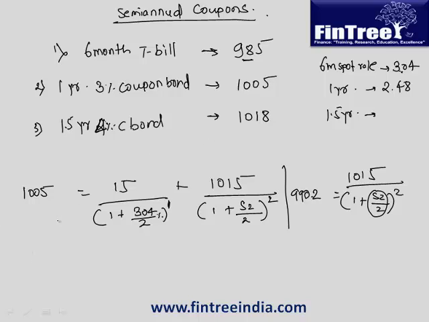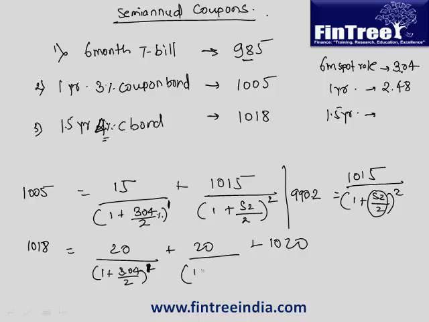Now this is all the more fun. 1018 is equal to 20 plus 20 plus 1020. Because it's a 4% coupon, so half every year. Discounted by 1 plus the 6 month rate, which was 3.04. So 3.04 divided by 2 raised to 2. Sorry, raised to 1.